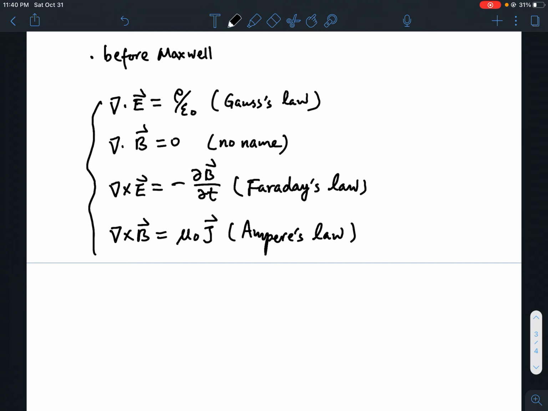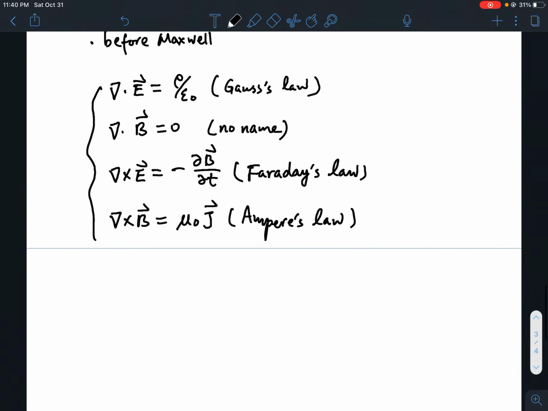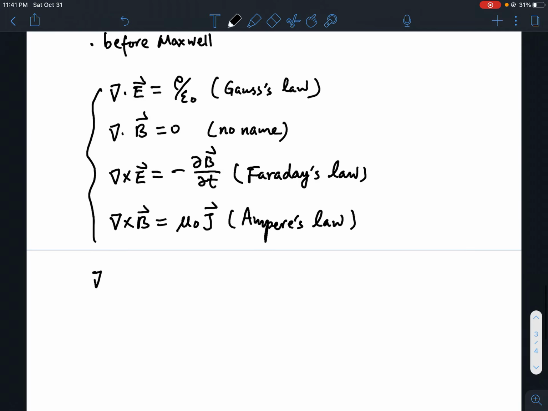Okay, so these are the equations that we have from before Maxwell. This is all the knowledge that people had at that time. However, there are some problems with these four equations. They are really not consistent with each other.